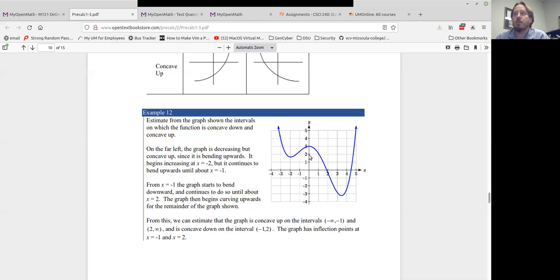Similarly, we have concave down over here and concave up over here, which says that there needs to be an inflection point somewhere between them. So it looks like it's right about where my cursor is here. Looks like another inflection point. Actually, it's probably more like here. It's kind of hard to tell, but in any case, those are the ideas of concavity and inflection points.